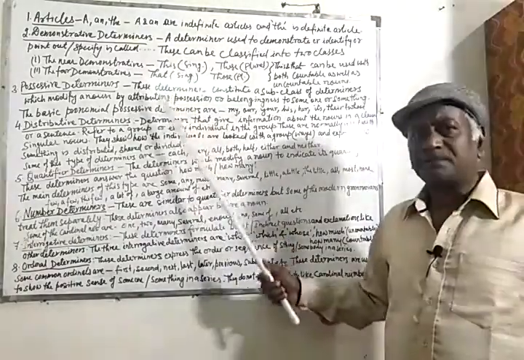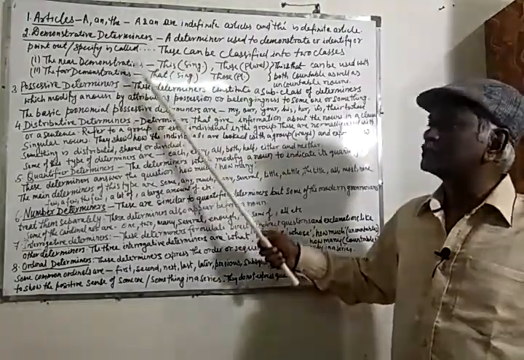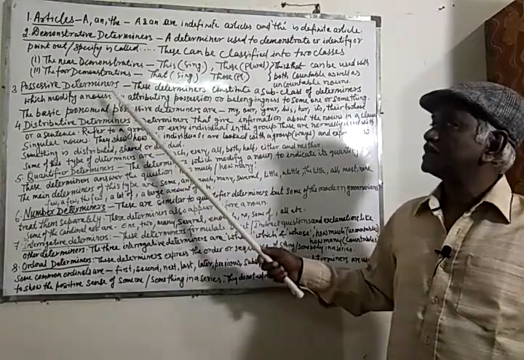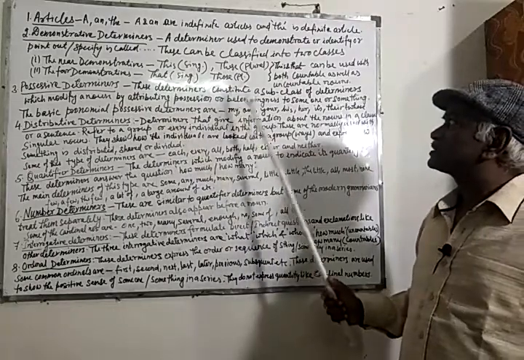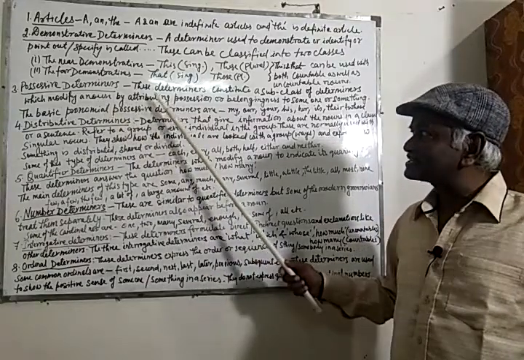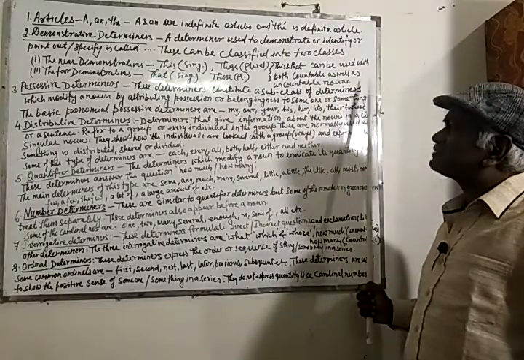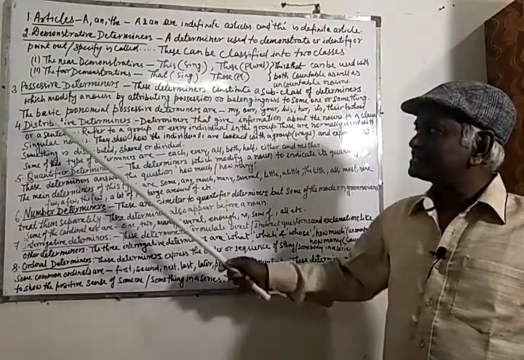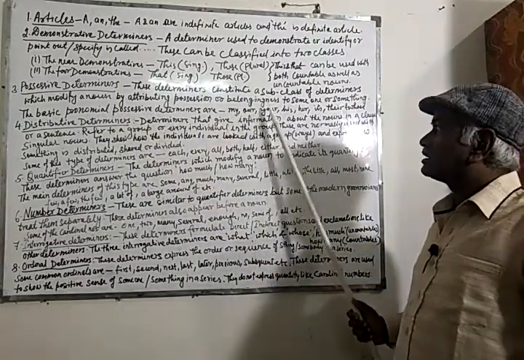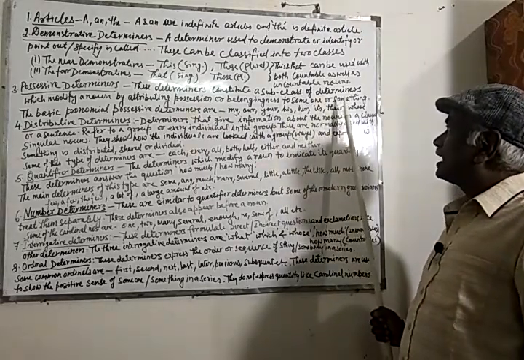Its uses I shall be dealing with in my next class. Today I am just going in a descriptive way through the different types of determiners. The third one is possessive determiners. These determiners constitute a subclass of determiners which modify a noun by attributing possession or belongingness to someone or something. The basic pronominal possessive determiners are my, our, your, his, her, its, their, and whose.